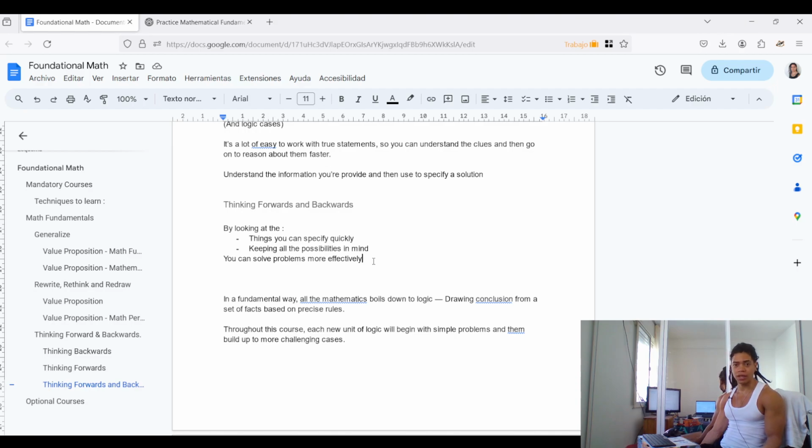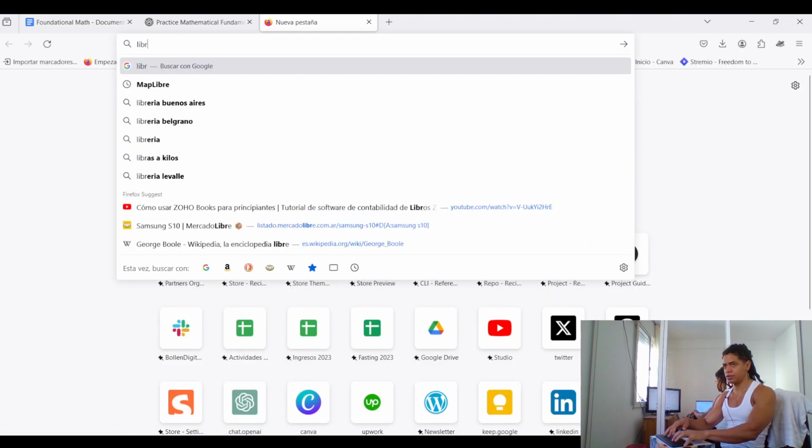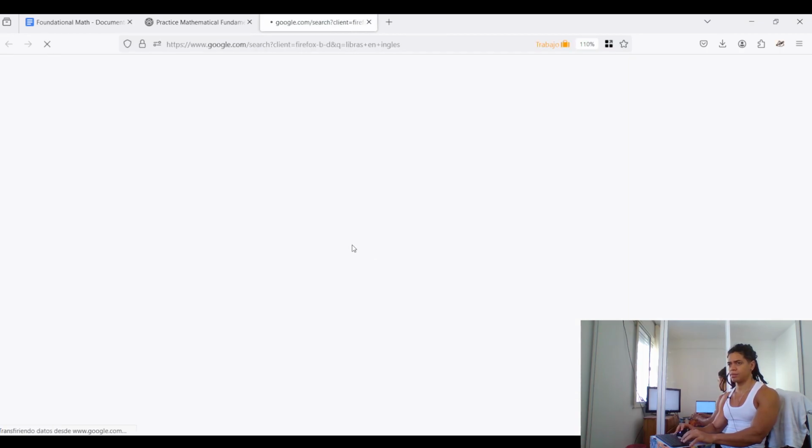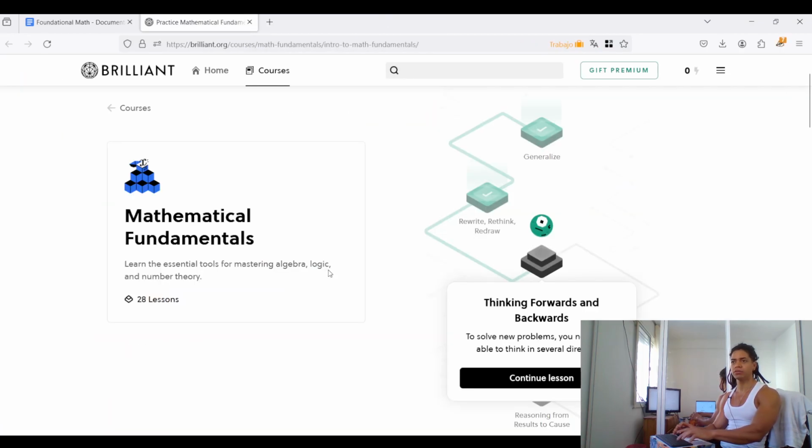or with 20 livers. How do you say livers? Pounds, 20 pounds. That's right. With 20 pounds. All right.